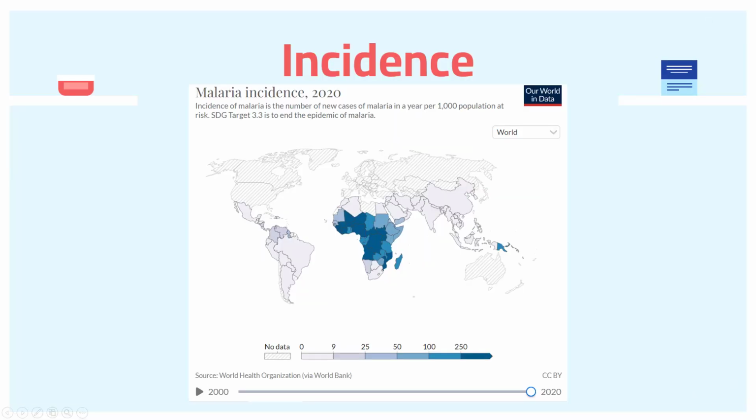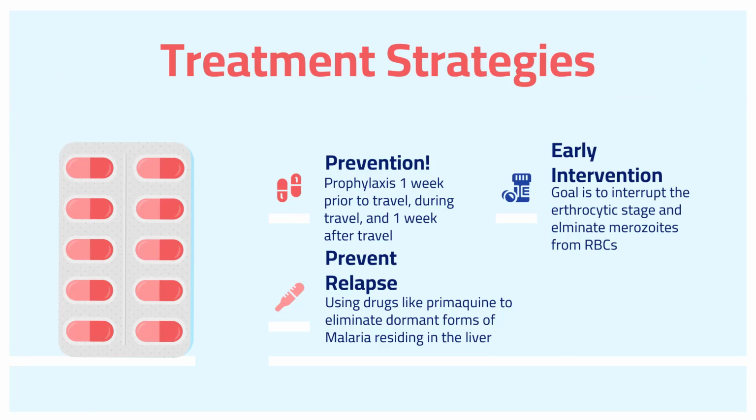And so, 1 second, please. There we go. So the biggest treatment strategy for malaria is actually prevention. So we give an anti-malarial for 1 week prior to travel, during travel, and then 1 week afterwards. So the most common treatment for that is chloroquine.